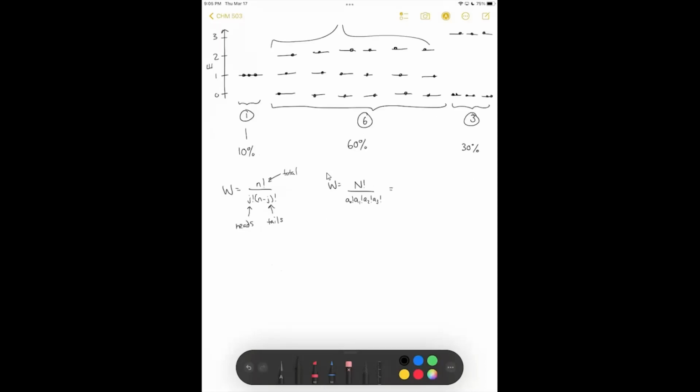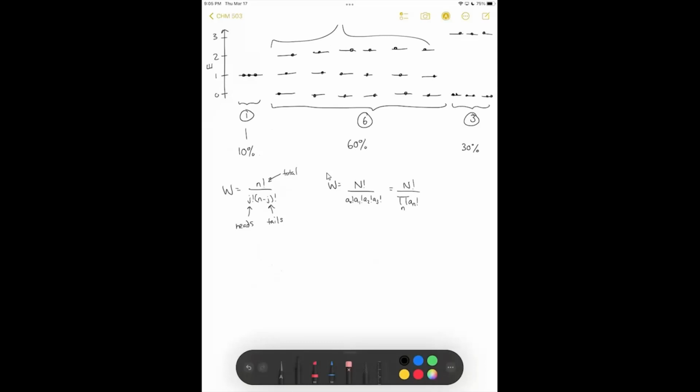In general, what we can say is that the weight is equal to N factorial over capital pi, where this capital pi is a product of all of our lowercase a sub n's. And these lowercase a sub n's are simply the different groups that our molecules can be in.